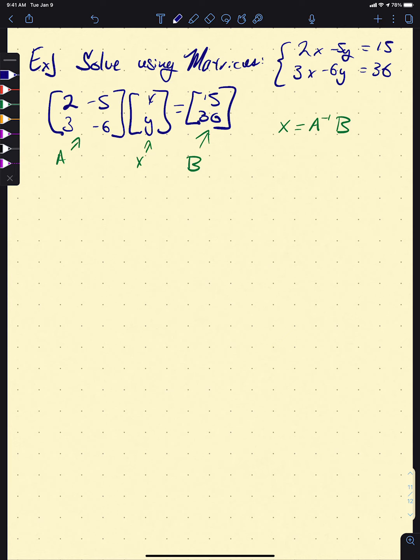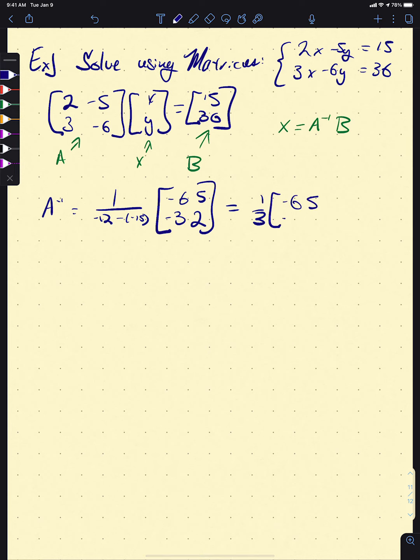Well, how do you find the inverse of a 2 by 2 matrix? Well, you do 1 over 2 times -6 is -12, and then we're going to subtract 3 times -5 is -15. Then you multiply that into, we switch our elements along the main diagonal, and we negate the elements on the off diagonal, right? And that's going to equal 1/3 times -6, 5, -3, 2.